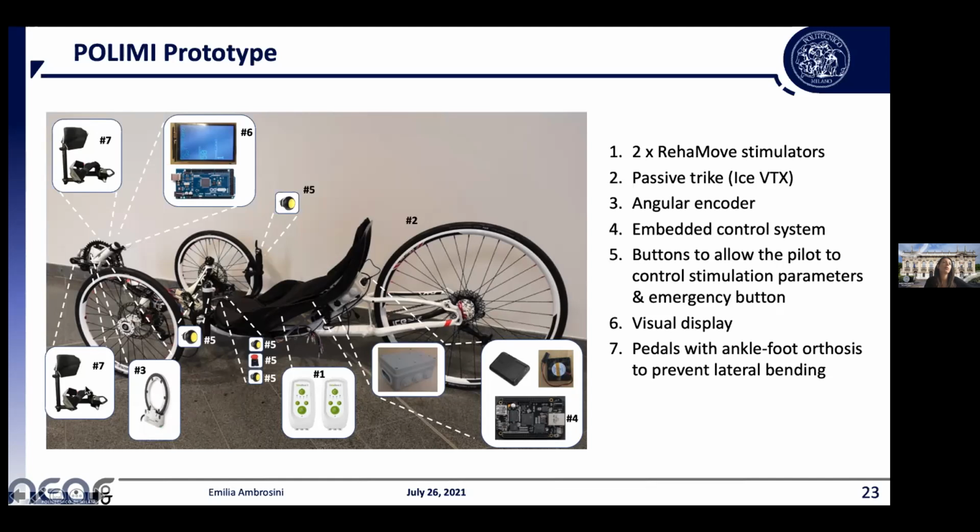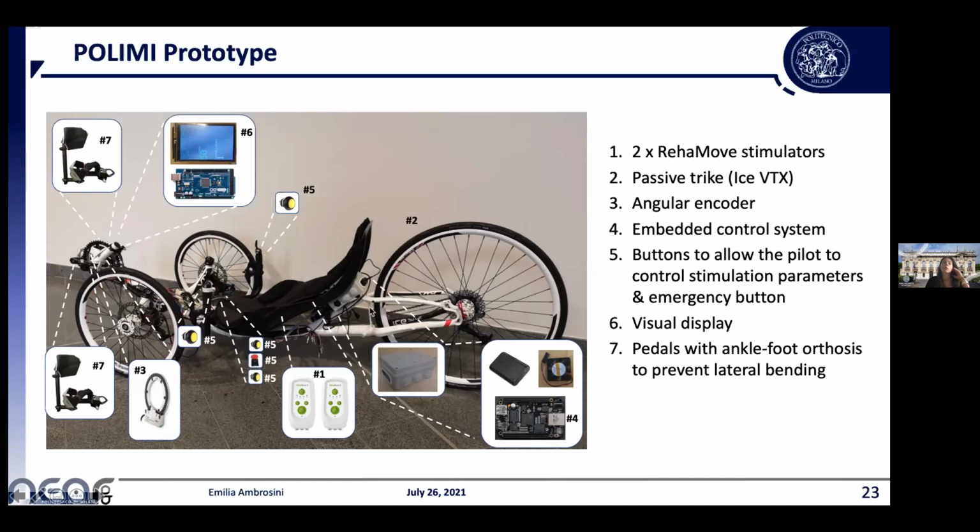We added 2 ankle foot orthoses at the pedals in order to prevent lateral movement of the leg while pedaling. We added some buttons to allow the pilot to increase and decrease the stimulation and to switch the system on and off. And of course, we also have an emergency button. Our control system was embedded in this box that was attached to the back of the seat. Of course, the whole device has to be mobile.